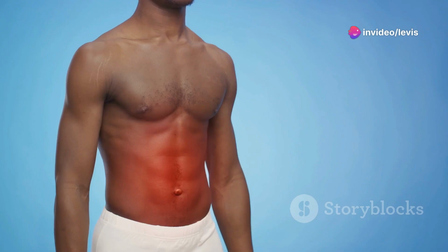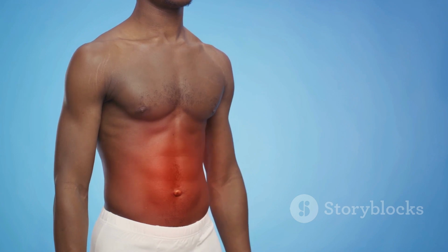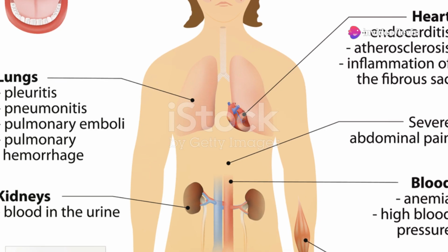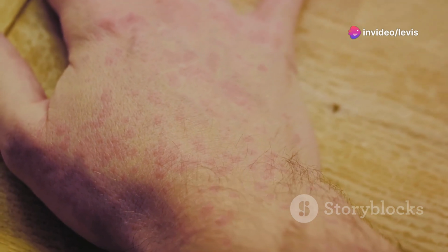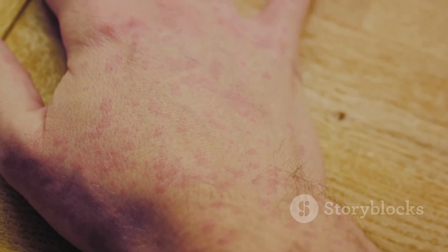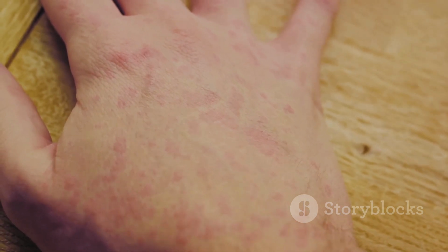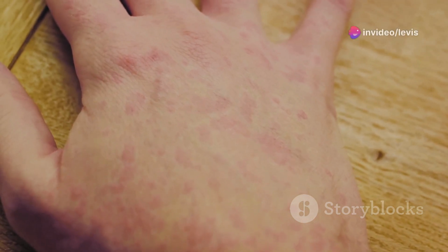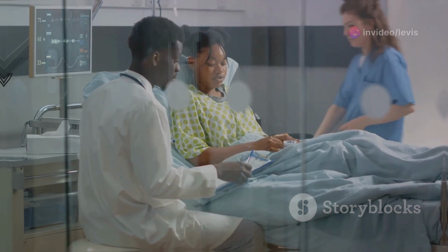Severe protein deficiency, often seen in conditions such as kwashiorkor or severe malabsorption syndromes, can lead to low levels of protein in the blood, resulting in fluid accumulation in the abdomen. Lastly, autoimmune diseases such as systemic lupus erythematosus or rheumatoid arthritis can sometimes cause ascites due to inflammation and immune system dysfunction affecting various organs, including the liver and kidneys. As you can see, ascites can be caused by a variety of conditions. Now let's talk about its treatment.